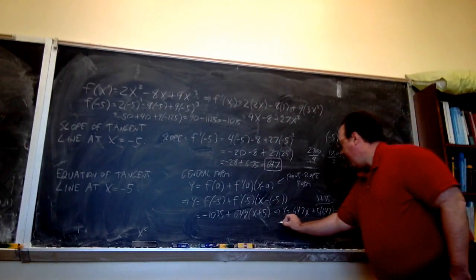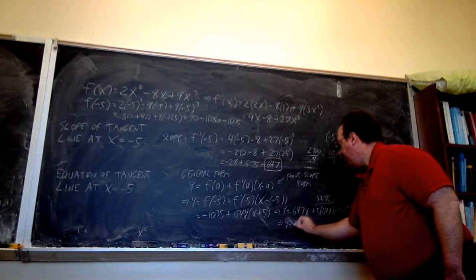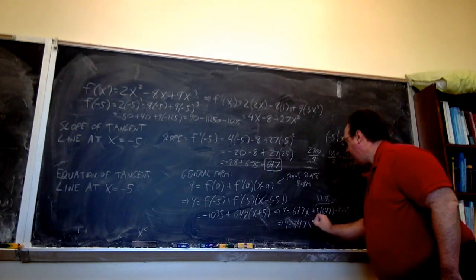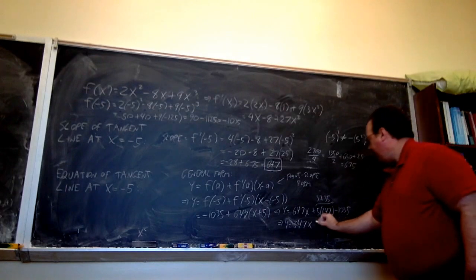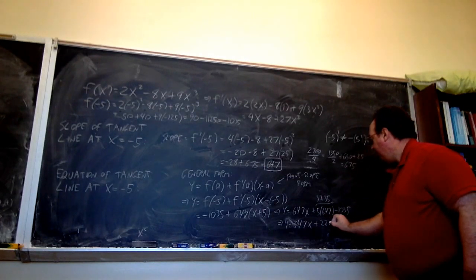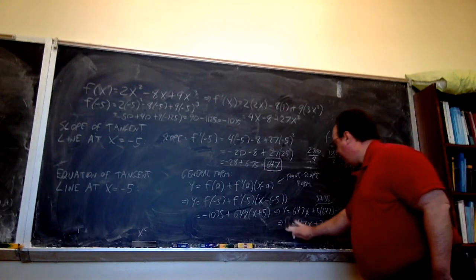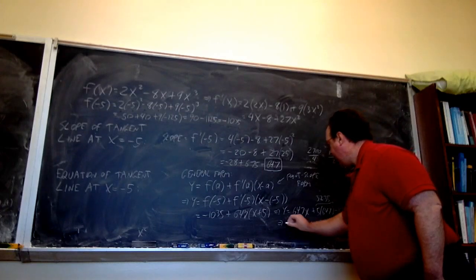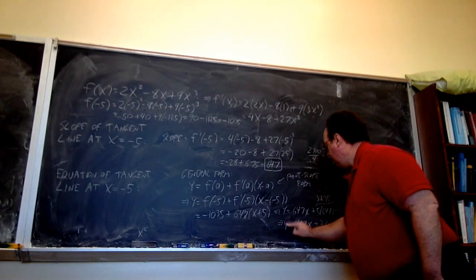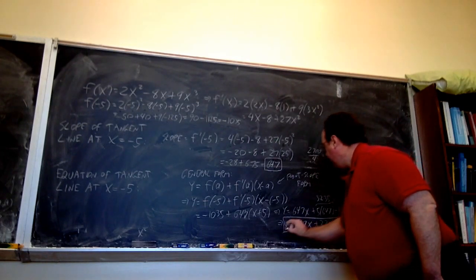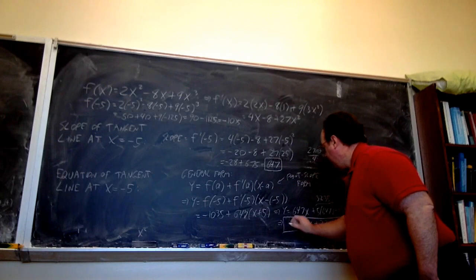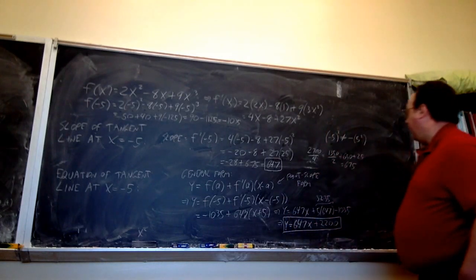And therefore I have y is equal to 647x plus, subtracting these two numbers, works out to 2,200. So that is my, too much chalk dust here, final answer for the equation of my tangent line.